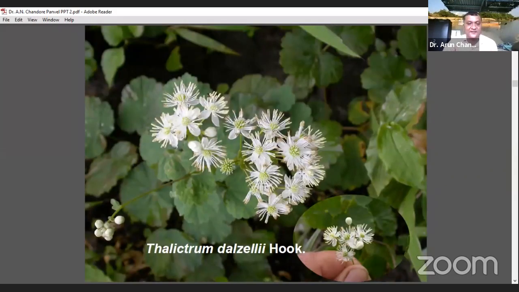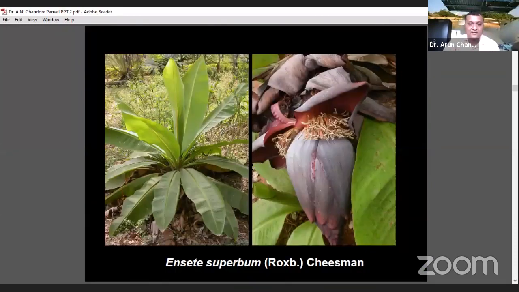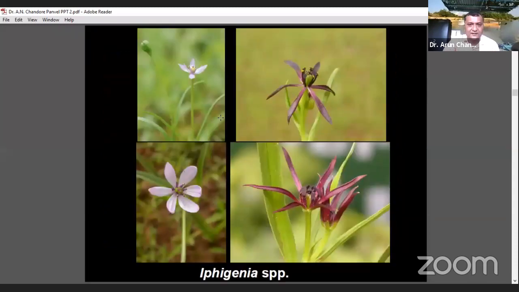This is Ensete superba, wild banana. This is the Eulophia species: Eulophia indica, Eulophia stellata, Eulophia magnifica, Eulophia pallida, and this is a colchicine yielding plant.